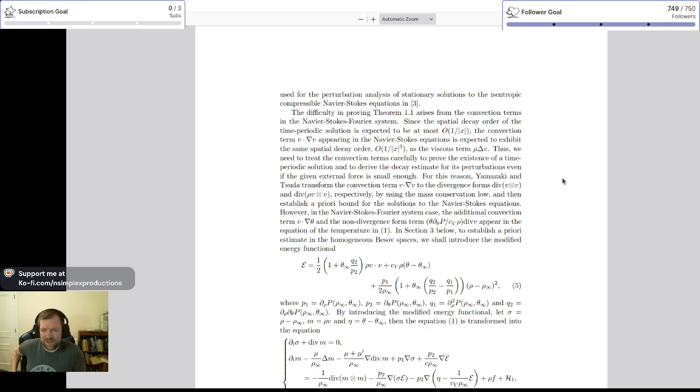For this reason, Yamazaki and Tsuda transform the convection term v dot gradient v to the divergence form, divergence of v.